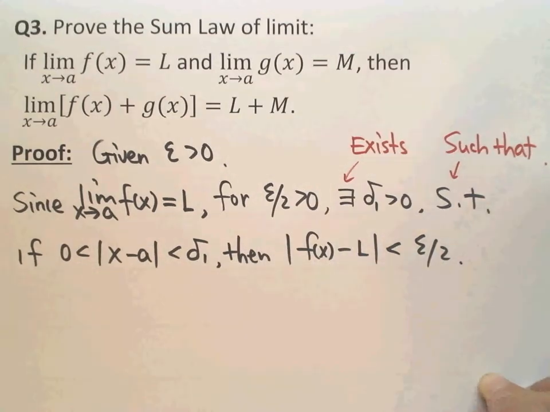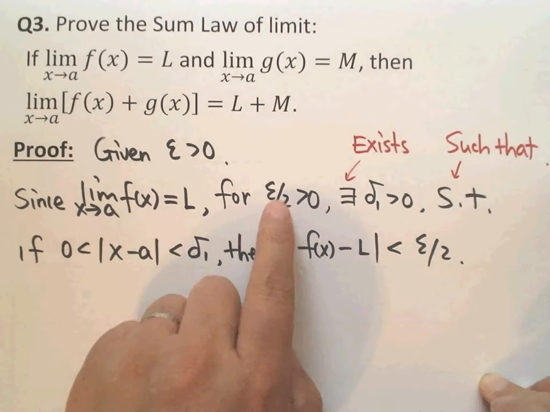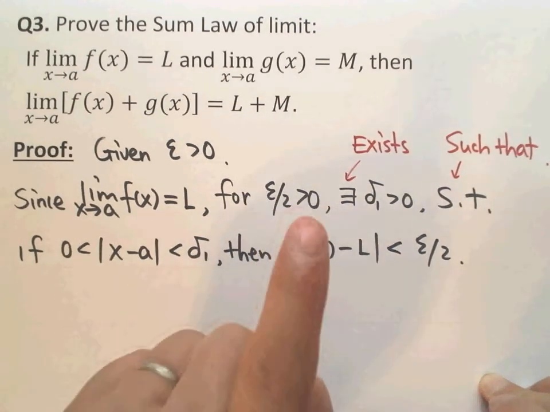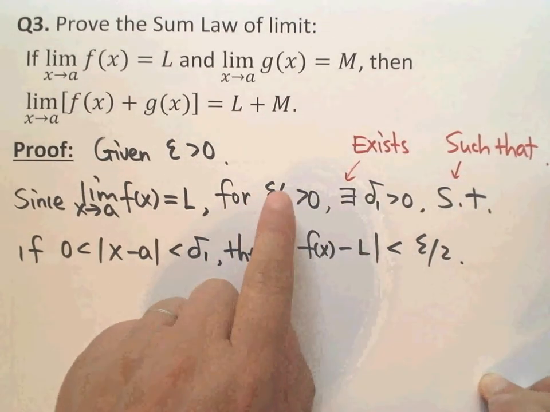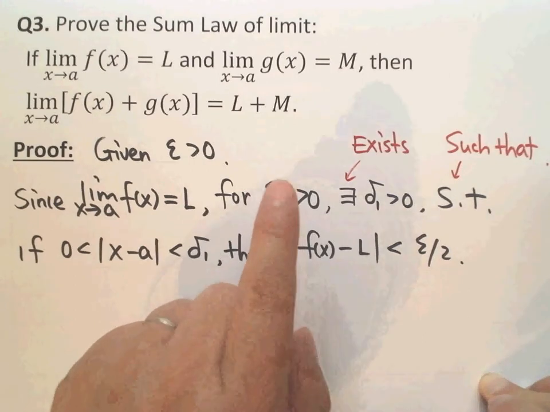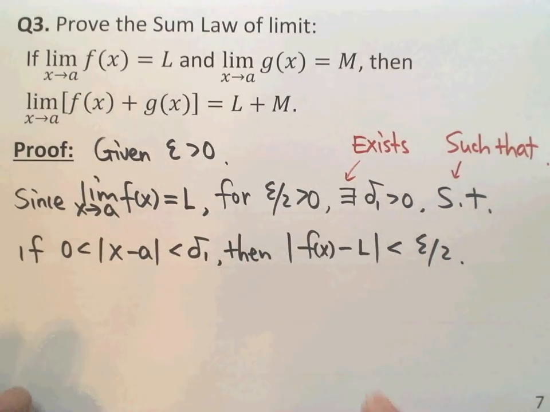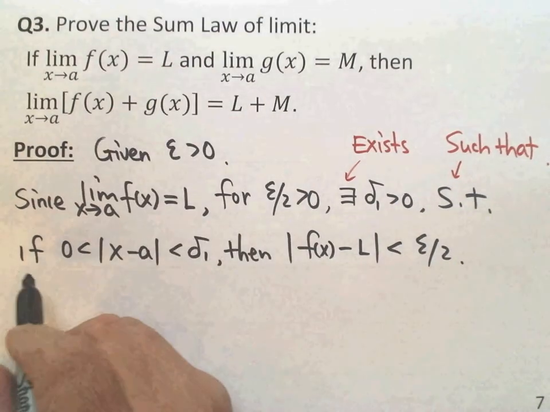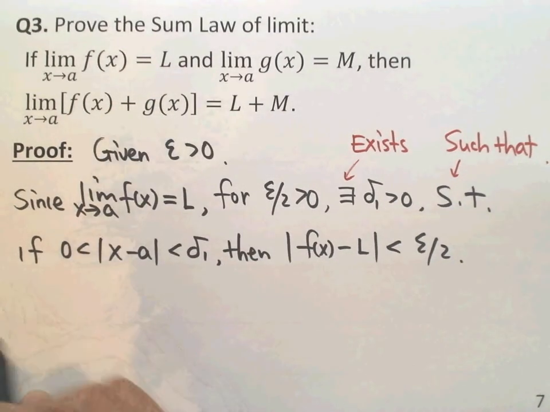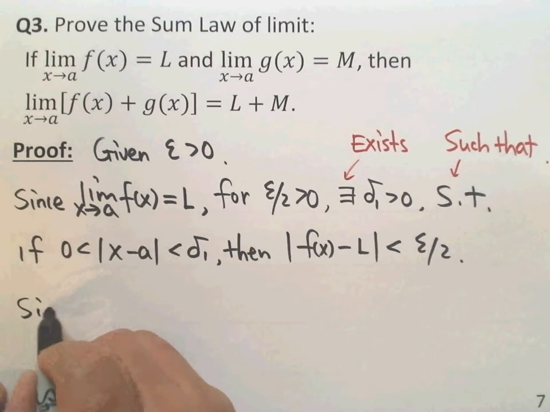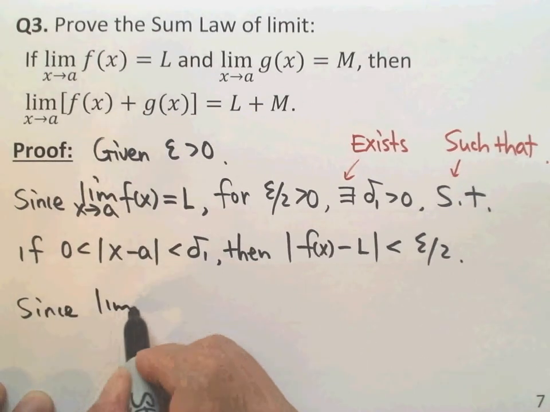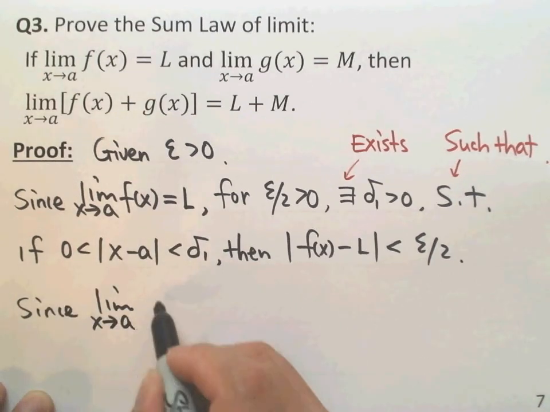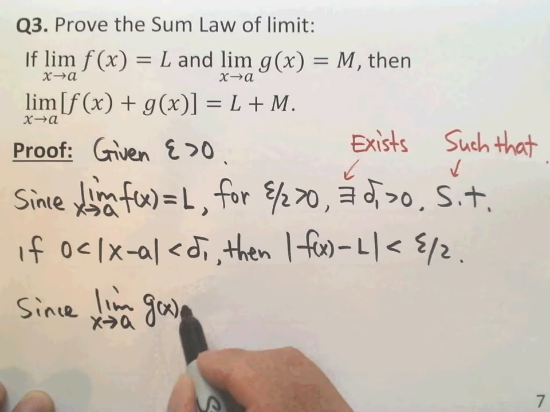Because the limit equals L, given any number, you can find the delta such that x goes into the delta's neighborhood and f goes into this number's neighborhood of L. That's the epsilon delta language. Don't worry, here we pick epsilon over 2, okay? You can pick any number, no matter what number. So the same, we define delta 2 for g, right? Okay, now I will write down.